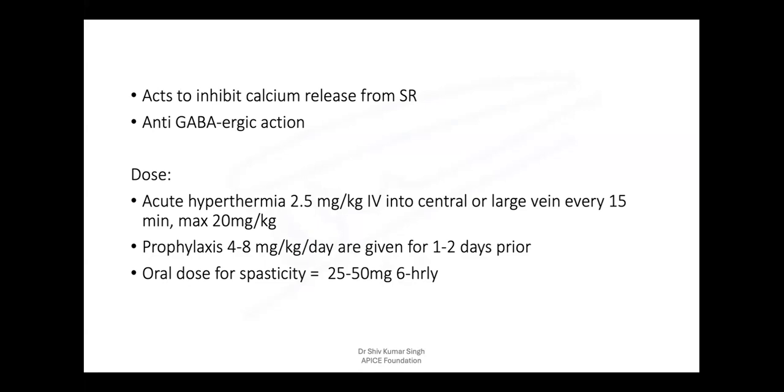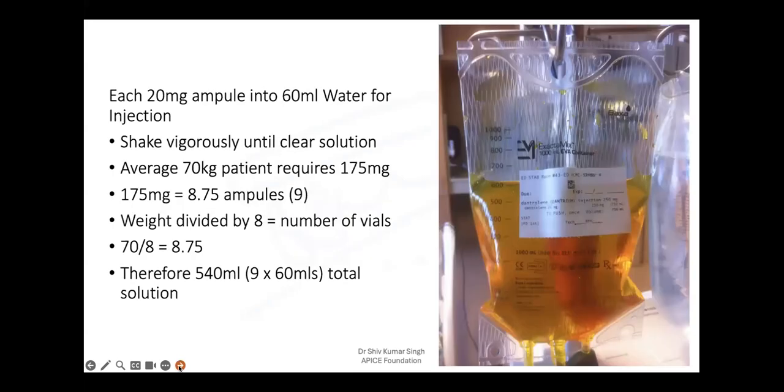As prophylaxis, we talked about just now, Dr. Hemant was talking about it, oral dantrolene is available, and this is 4 to 8 milligram per kg per day, and this needs to be given 1 to 2 days prior. Dantrolene has been used for other things like spasticity, which is obviously not part of this lecture, but it's used in a dose of 25 to 50 milligrams 6 hourly. And if the patients are on these, then you need to actually know about it.